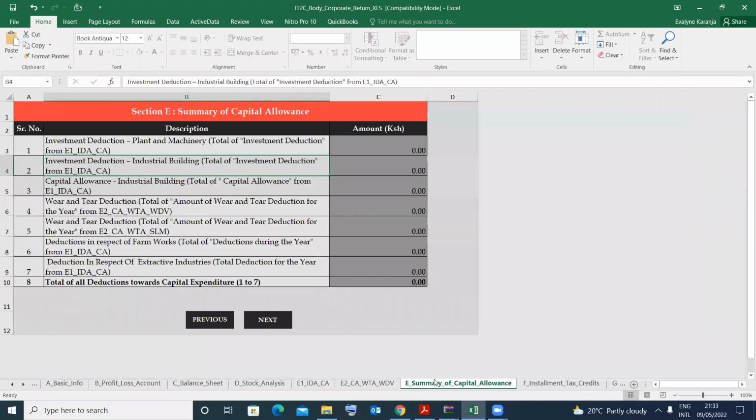So that one, ukishafanya the other one, ukishafanya hapo nitakupea summary. Ukishafanya hiyo plant and machinery, wear and tear, building zote, it will give you the summary here. So for example this one hatuwezi pata anything because hatuna. We go to the next.